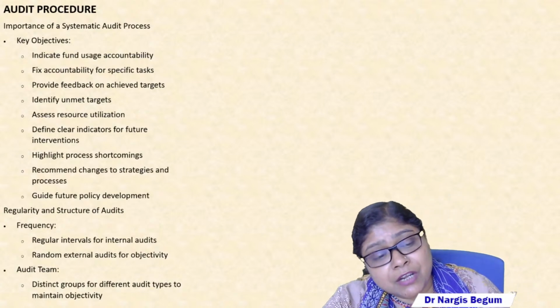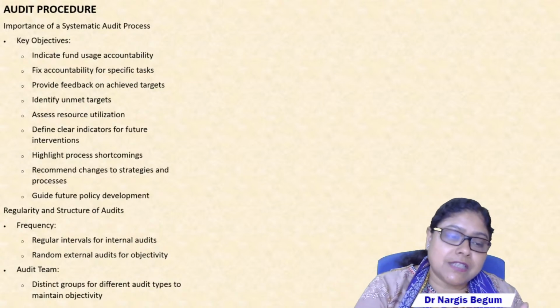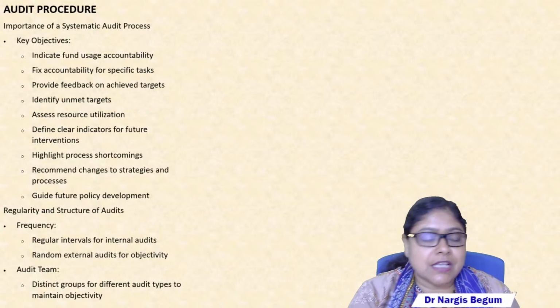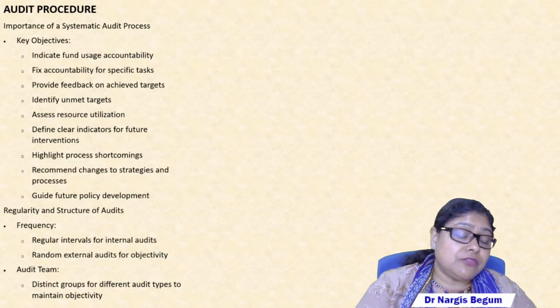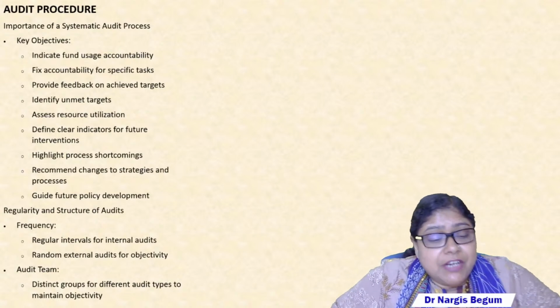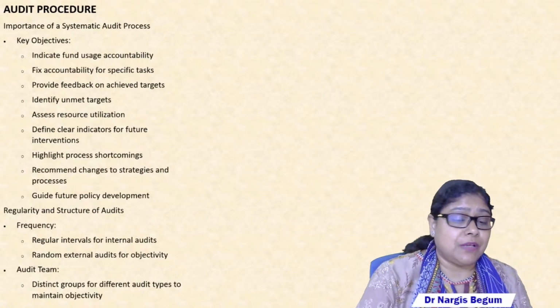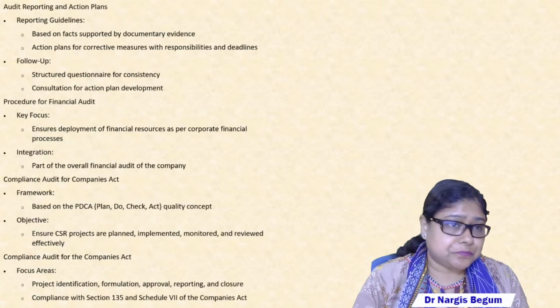There are different important regulatory aspects and the structure of audit. First is the frequency, that is, regular intervals for internal audit have to be maintained. There should be random external audits for objectivity. Now we need to identify the audit team. When we are talking about the audit team, we need to identify distinct groups of people for different types of audits to maintain objectivity.